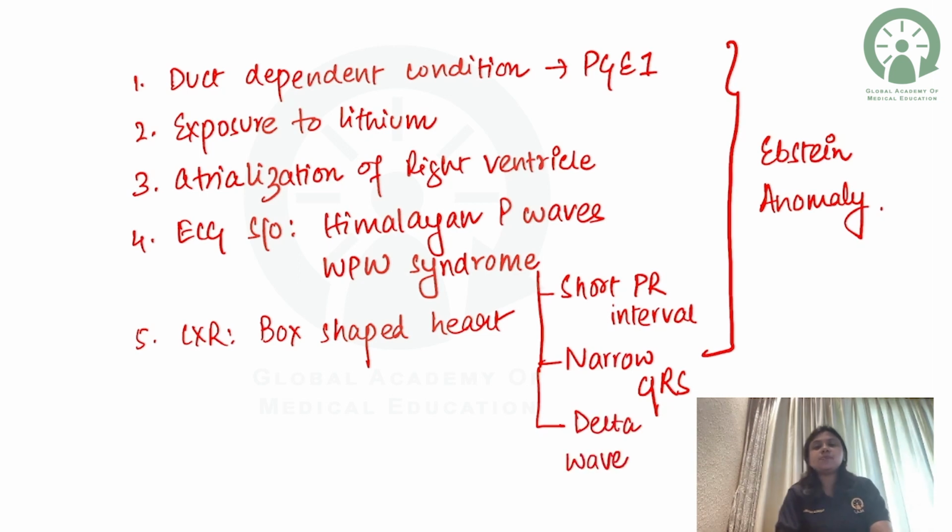Slurring of the initial part of the Q wave is what we are going to find in WPW syndrome, and tall P waves. Okay, these are known as Himalayan P waves. These are also a characteristic of what? Ebstein's anomaly. In the chest X-ray, we are going to get a box-shaped heart. So these are the very, very important one-liners related to Ebstein's anomaly.